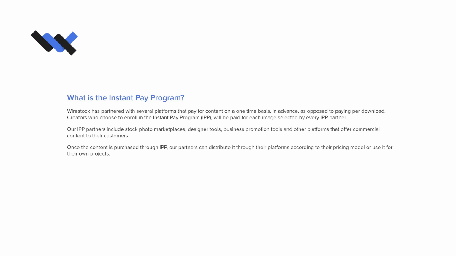So what is the Instant Pay program? If we look at Wirestock's FAQ about this, it says the following: The Instant Pay program partners with several platforms who pay for content in advance on a one-time basis, as opposed to paying per download. I searched Wirestock's FAQ, their blog posts, and anywhere else I could find out a little bit more information about the Instant Pay program.